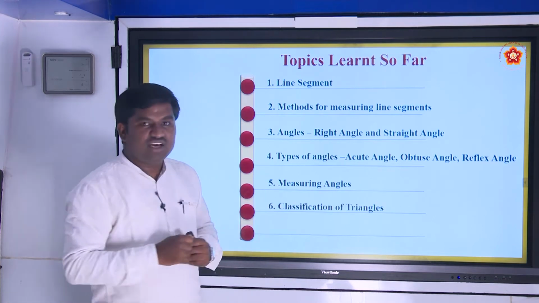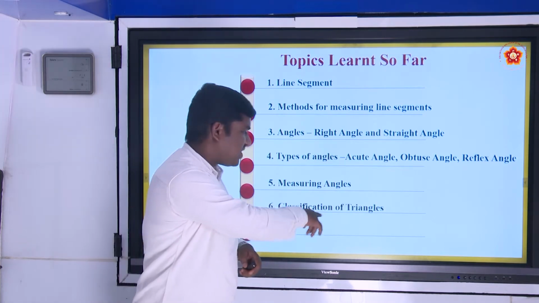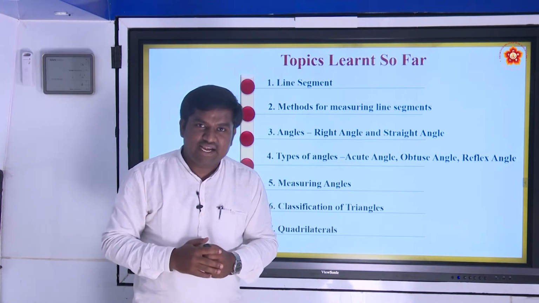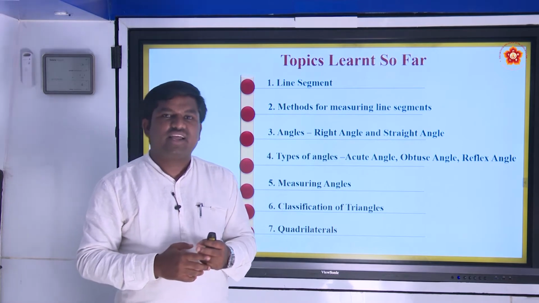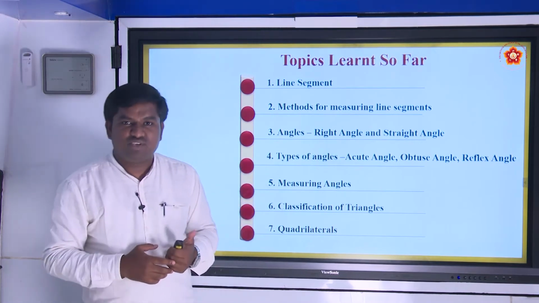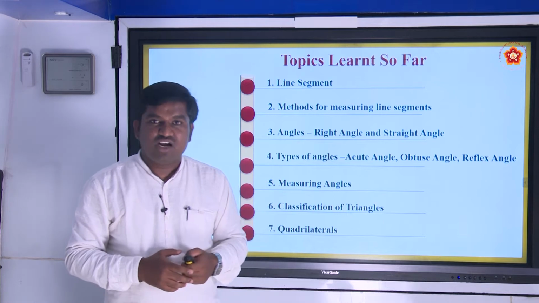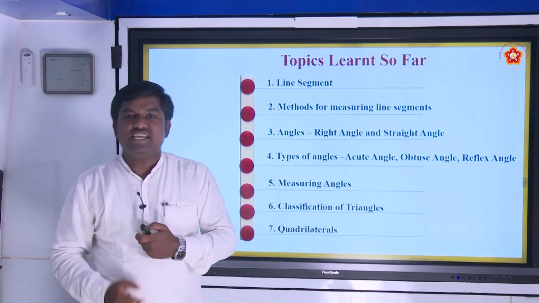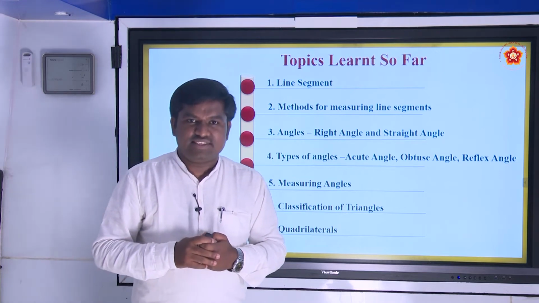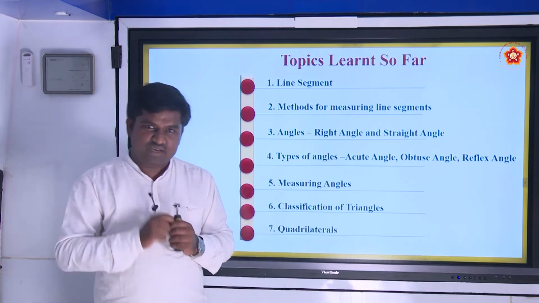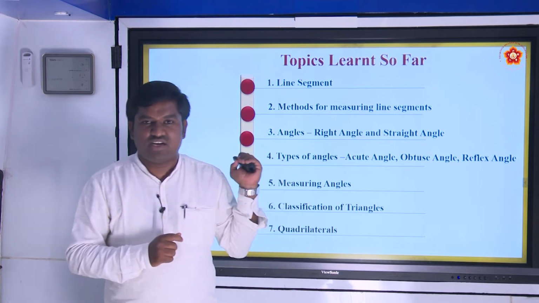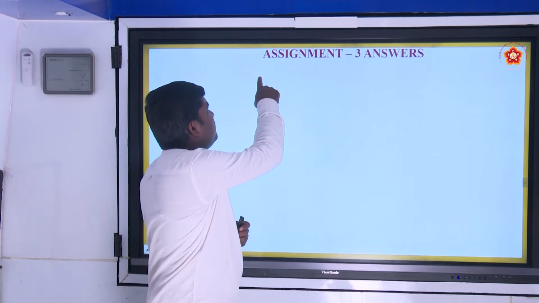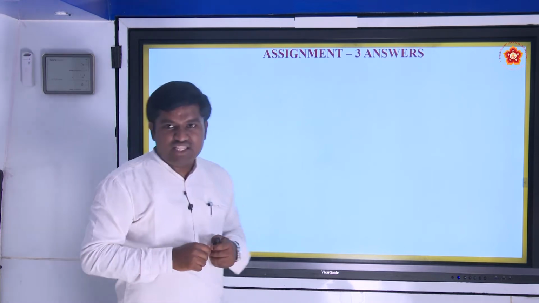In the third part, we studied classification of triangles. Next, about quadrilaterals: square, rectangle, parallelogram, trapezoid, and also rhombus. I gave a small assignment for you in the last part. Did you do it? Now we will see the answers for that.